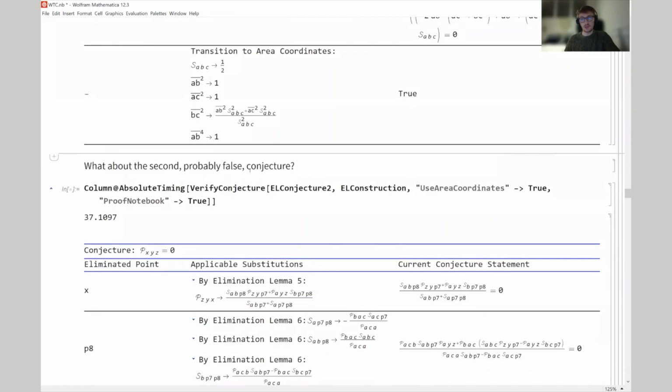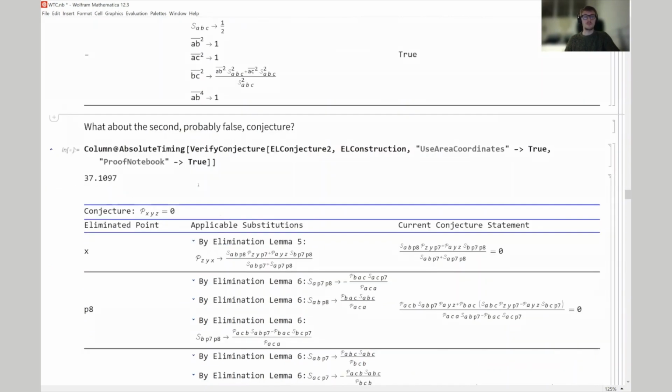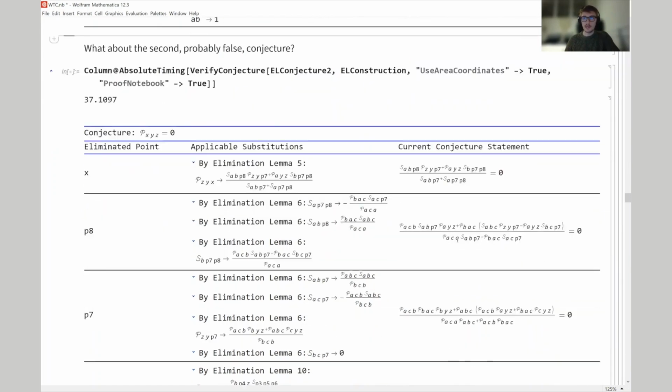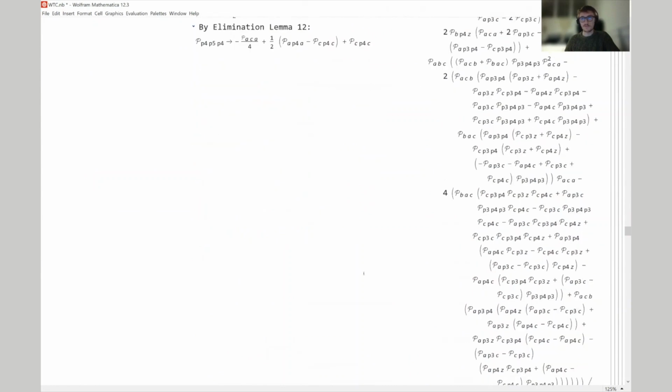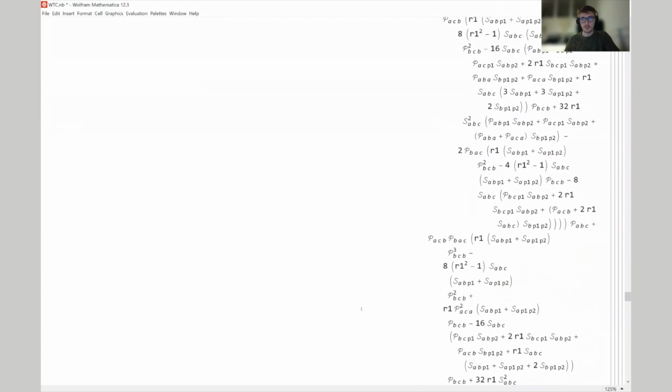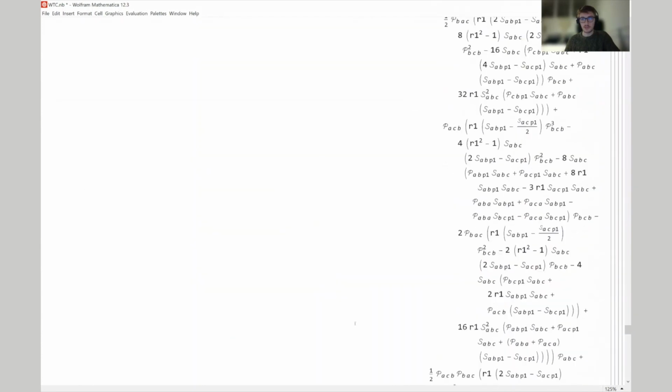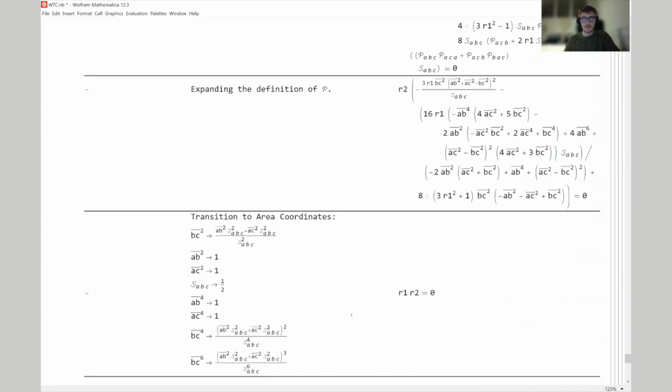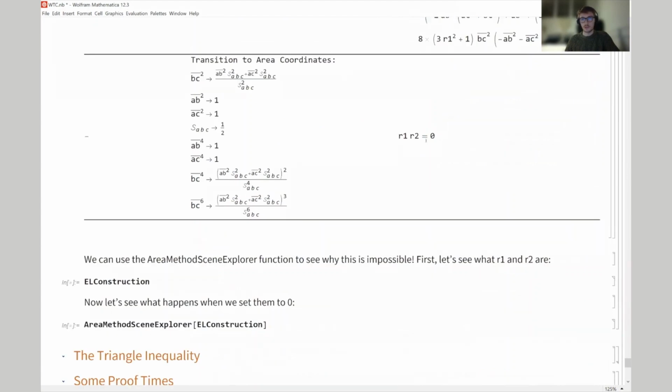What about the second probably false conjecture? Well, here I took the liberty of pre-computing this result since it takes over 30 seconds, almost 40 seconds. And once again, it's a fairly long proof, which does not result in a true statement. We will see it simplifies to something else. It simplifies to the statement that R1 times R2 is equal to 0. So our statement would be true if at least one of these parameters was 0. So let's see what these parameters are. And could it be the case that sometimes one or both of them are equal to 0?